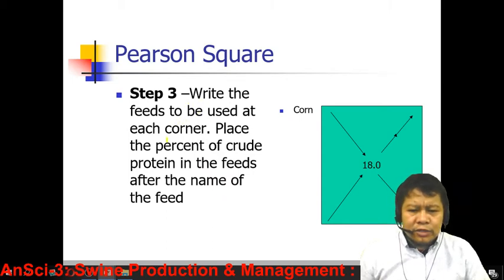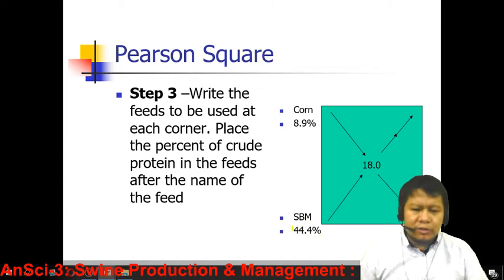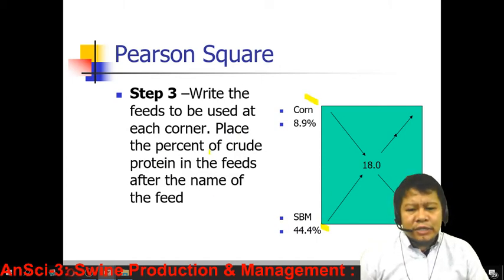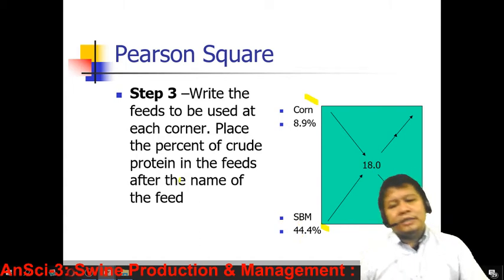Next, write the feed to be used at its corner. The feeds we will use are corn and soybean meal. So we put at the corners the crude protein of corn, which is 8.9, and of soybean meal, which is 44.4. And place the percent of the crude protein in the feeds after the name of the feed. Corn, what is its CP, and soybean meal, what is its crude protein. All right, so it is written.